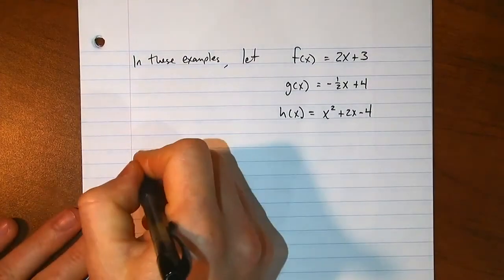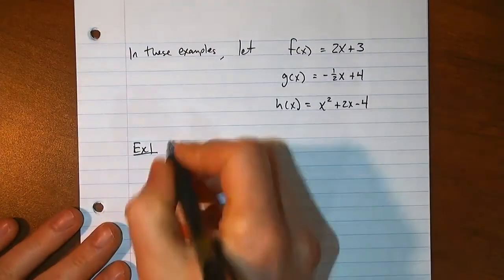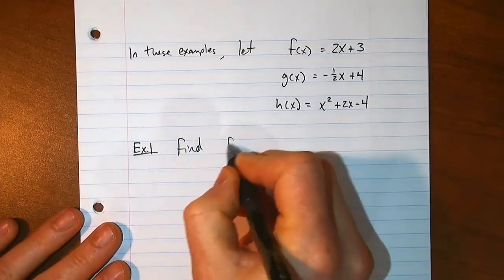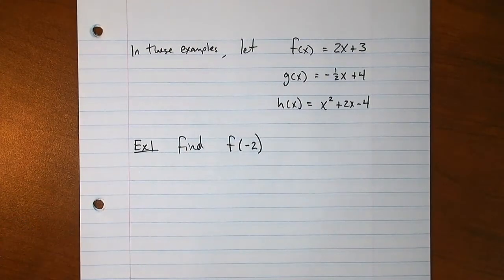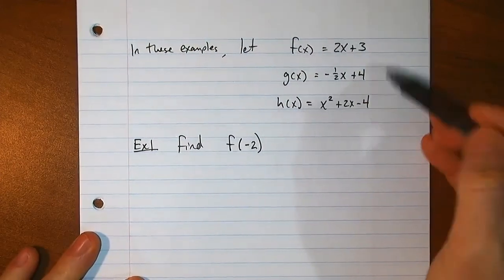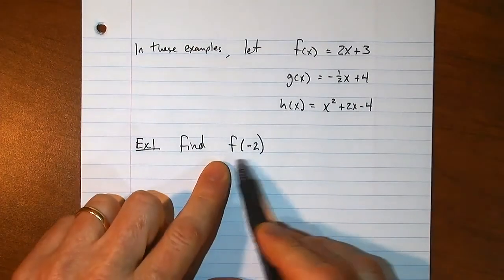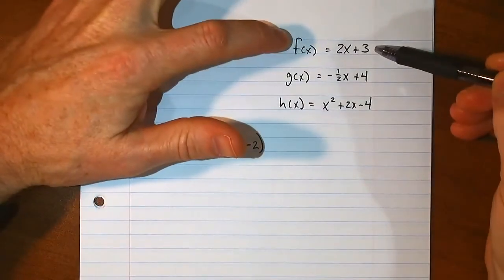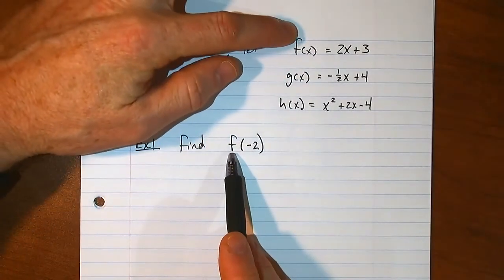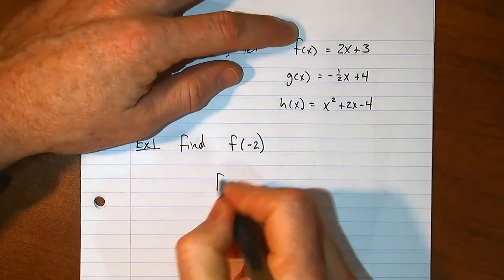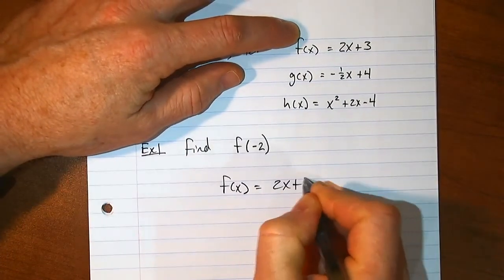All right, so here's example number 1. Example number 1 says find f of -2. So what I want you to do now is pause the video and do that. Okay, so hopefully you've done that. So the first thing you should recognize is of the three equations that I have here, if I'm asking you to do f of -2, that means you're going to use the first equation. You're not using all of them. You're only using the equation that has the name f. So f of x is 2x plus 3.